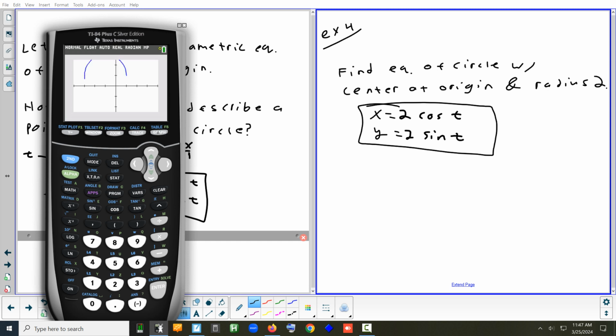Is there a way to make it more narrow or wide? Yep, we could make it an oval if we didn't use the same number for both x and y. So if one of them was a 2 and one of them was a 3, it'll look more elliptical. It'll have a radius of 3 on one axis and a radius of 2 on the other.